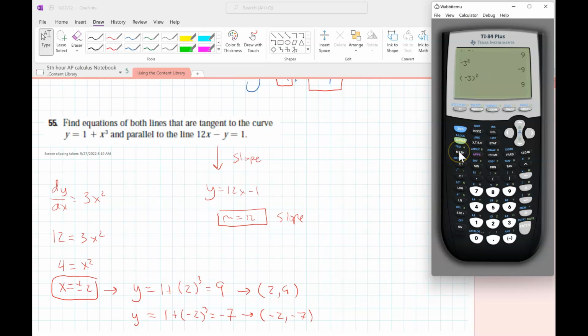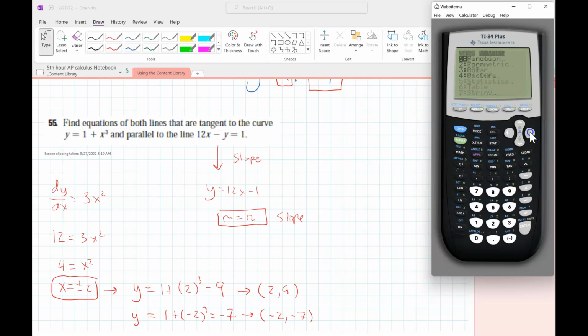What I can do is, your calculator can't find a derivative exactly, but it can evaluate derivatives at values. So if I go to math, and then option 8, I'm going to differentiate with respect to x. I'm going to do this on y1, which is where I typed the original, at the value 2. And I get this value.